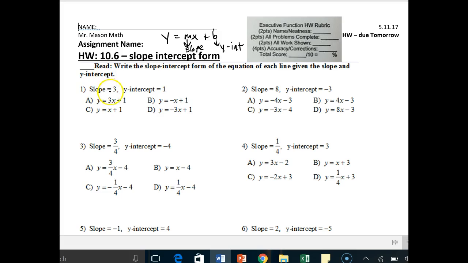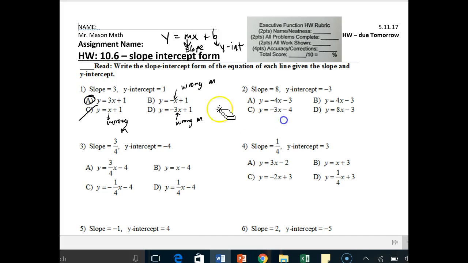So write the equation with a slope of 3 and a y-intercept of 1. So that should be y equals 3x plus 1. A is correct. C's got the wrong slope. Wrong m, you could say. B's got the wrong m. And D also has the wrong m. So they all have the correct y-intercept, but only one of them has the correct slope. So m again stands for slope.